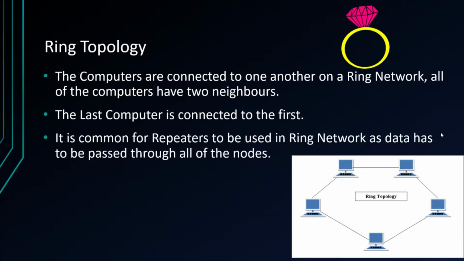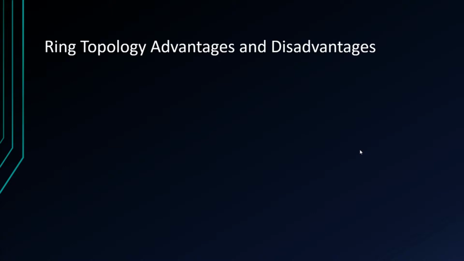It's common for repeaters to be used in a ring network, as data has to be passed through all of the nodes. So when data is being sent, it has to be passed around the whole ring network. And this is sequential, meaning it's done in a sequence from first to last, and then it starts again. So let's talk about some advantages and disadvantages of the ring topology.